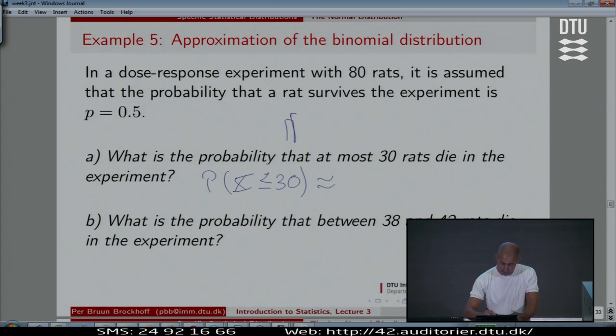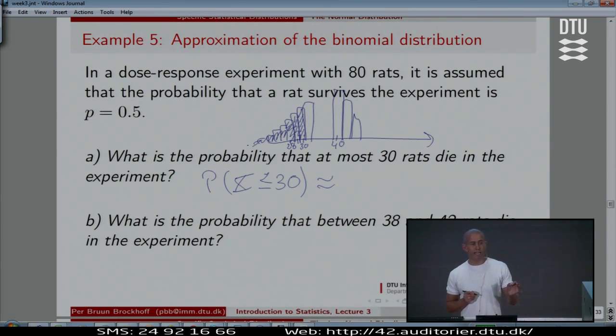Here we would have part of the histogram of the binomial with mean 40. That's the mean of this binomial. So it will top up here and then it will go down again. Here I would have 30, 29, 28. What I would like is actually all of these, 30, 29, 28, 27, and so on. All of these binomial probabilities I'd like to add up to get this probability.